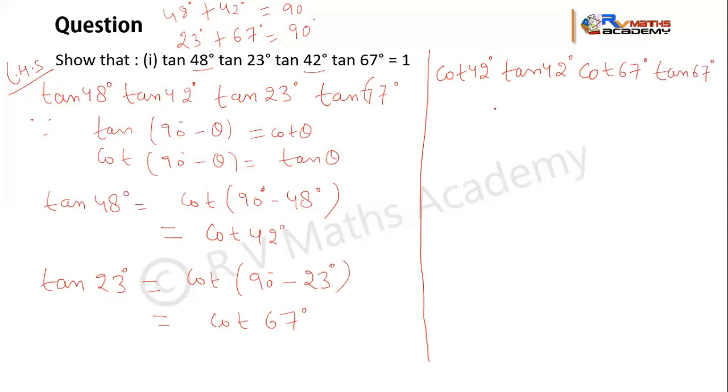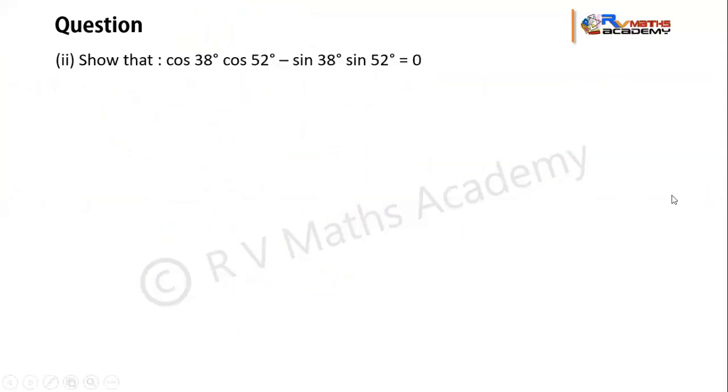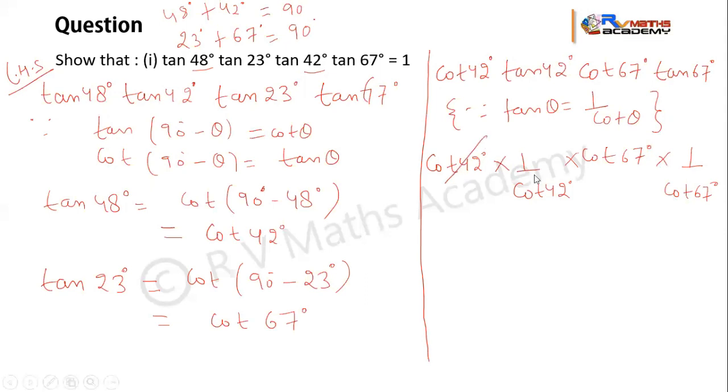Now, we know that since tan theta and cot theta are reciprocal of each other, we can write tan theta is equal to 1 upon cot theta. So I'm using this relation, so I can write cot 42 degree as 1 upon cot 42 degree. Now cot 67 degree into 1 upon cot 67 degree. Now if you just simplify them, you will get 1. And this 1 is nothing but the right hand side.